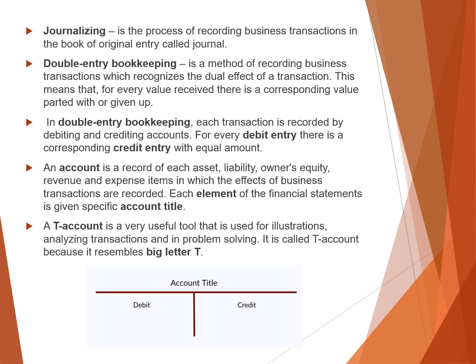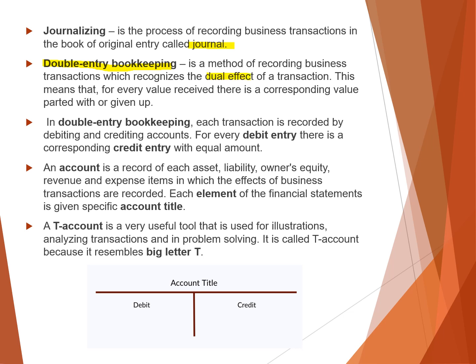Journalizing. What is journalizing? It is the process of recording business in the book of original entry called journal. So dito, pag-aaralan natin kung paano ba mag-enter ng transaction into a journal. And then we also have the double entry bookkeeping. It is the method of recording business transactions which recognizes the dual effect of a transaction.